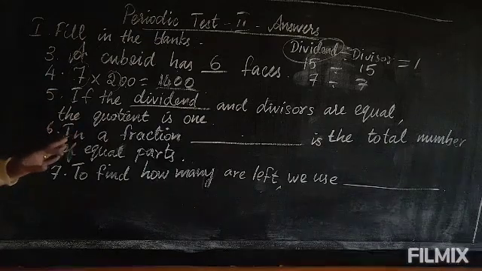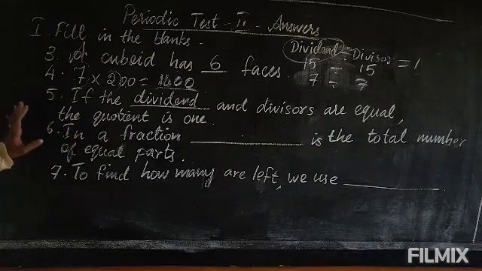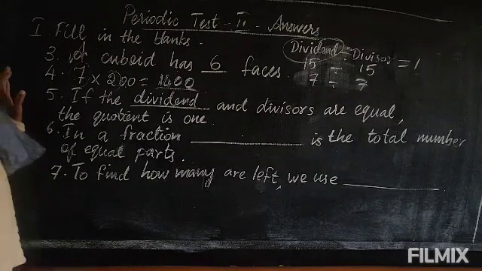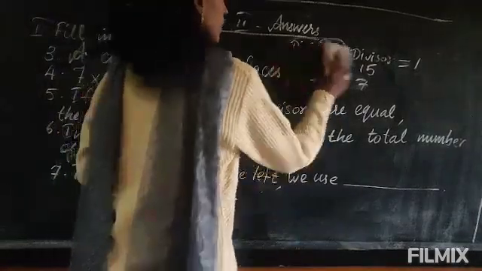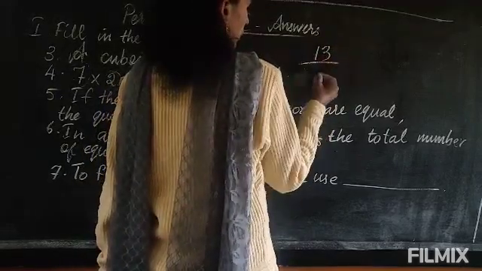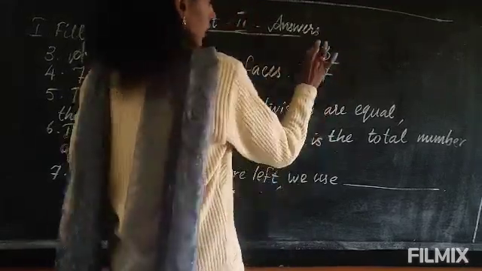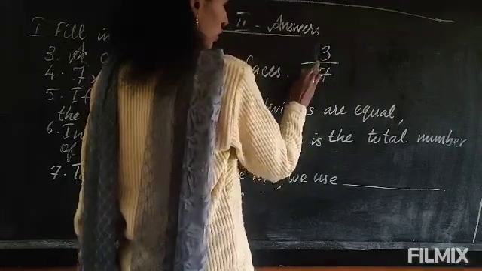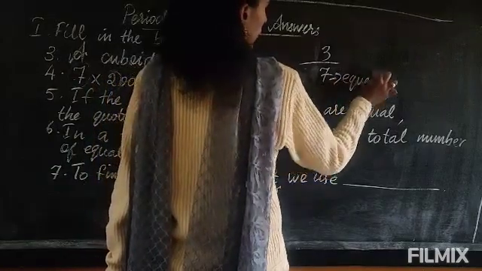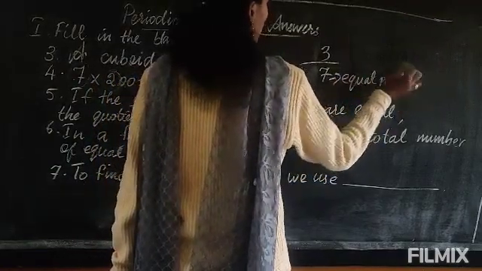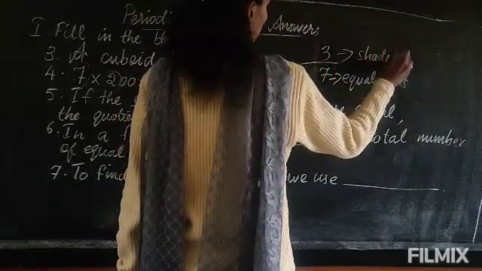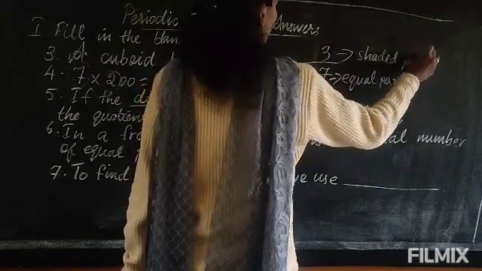Again next one, in a fraction, dash is the total number of equal parts. Dash is the total number of equal parts. So suppose you take a fraction, okay, let's take a small fraction, 3 by 7. So in this, 7 is the total number of equal parts. And 3 is the chosen parts, otherwise the shaded part. This is the shaded part, otherwise the chosen part.